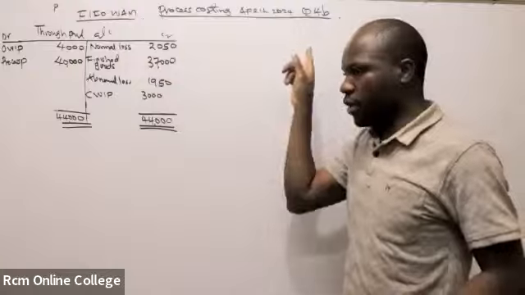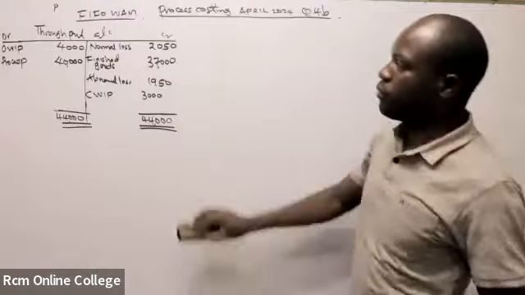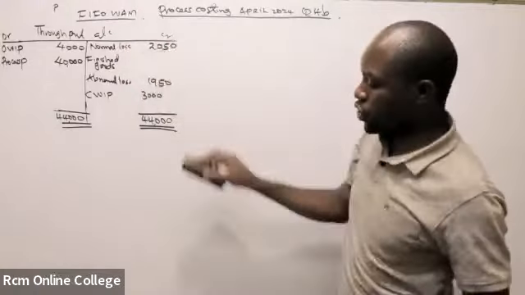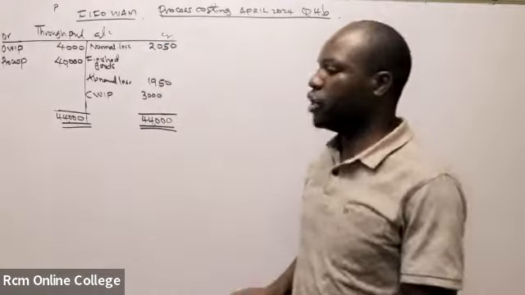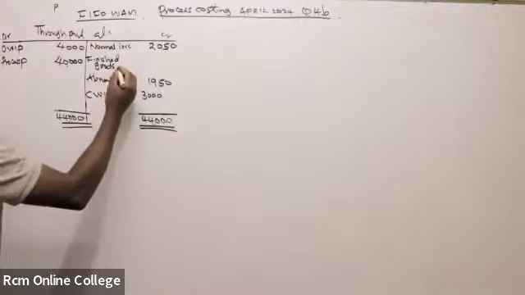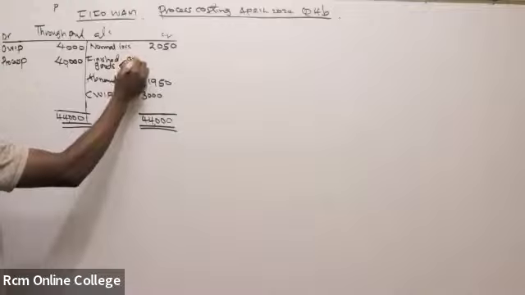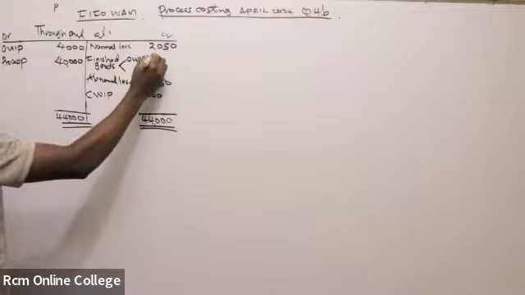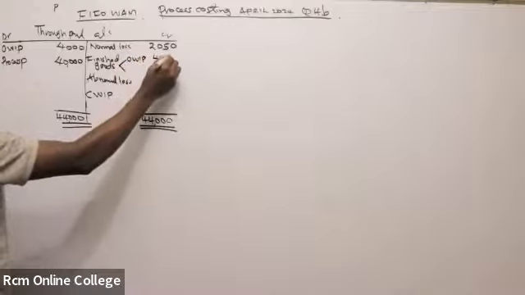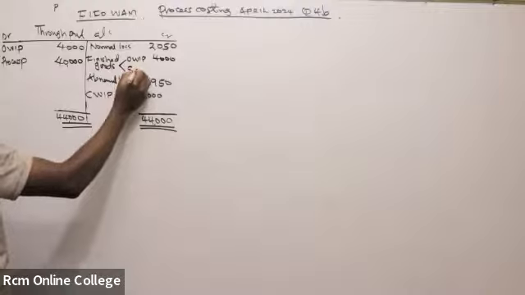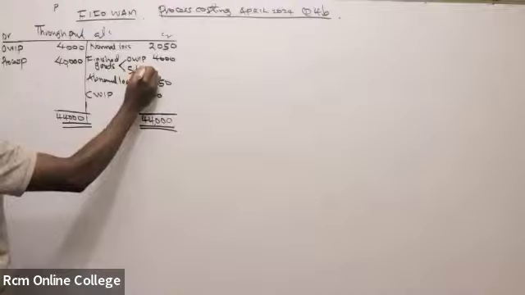You will get stuck when we get ahead. What do you need to do? You need to separate the finished goods. This finished goods has to be divided into two: opening work in progress of 4,000 units, then we talk about started and transferred.